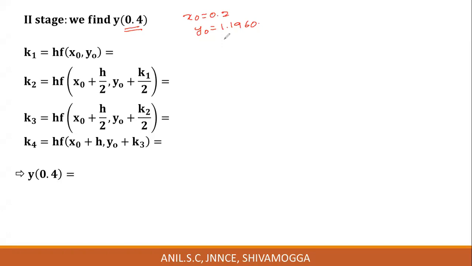0.1891. Let me check. Yes, that's right. 0.1891. Next K2. H into f of x naught plus h by 2 comma y naught plus k1 by 2.